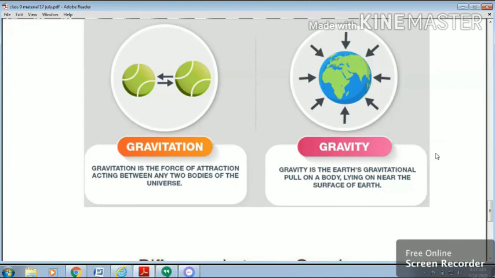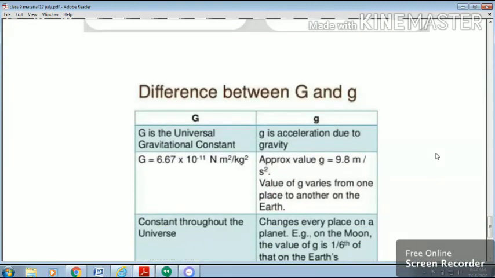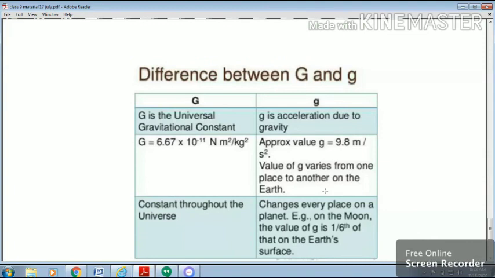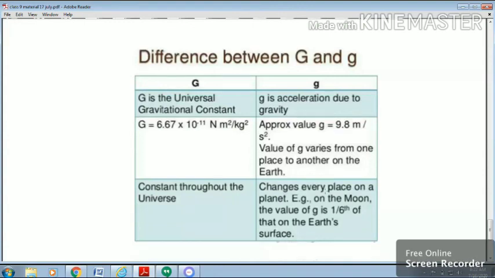Now, just to clear your doubts more, I have brought up this difference in a format, between small g and capital G. Capital G is the universal gravitational constant. Small g is acceleration due to gravity. Its value is 6.67 into 10 to the power minus 11 Newton meter square per kg square, which is fixed throughout the universe. And the approximate value of small g, that is acceleration due to gravity, is 9.8 meter per second square. Its value varies from one place to another on the earth when we go up to high rises, that is mountains. When height changes, the value of g also changes. Capital G is constant throughout the universe.